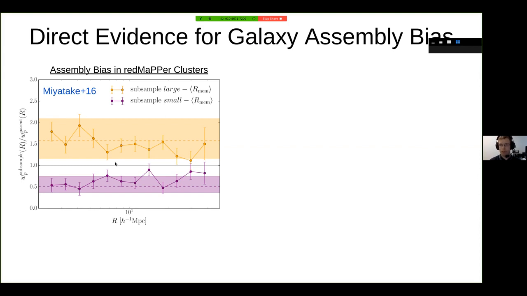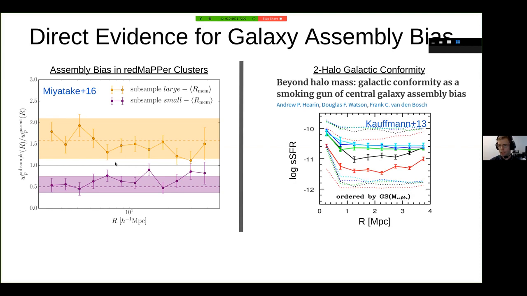Similarly, there was also this two-halo galactic conformity signal, in which it was claimed that nearby central galaxies can have correlated properties, like, for example, star formation rates. And so it was pointed out later that such a finding can be very naturally explained in a universe where we do have galaxy assembly bias.